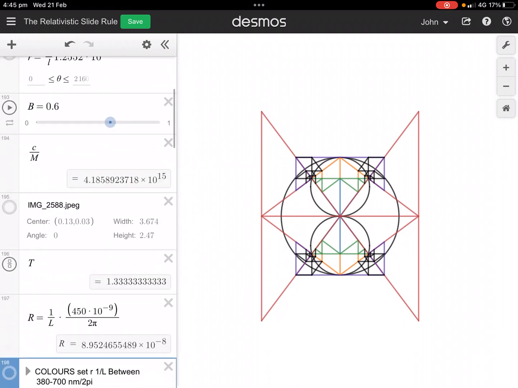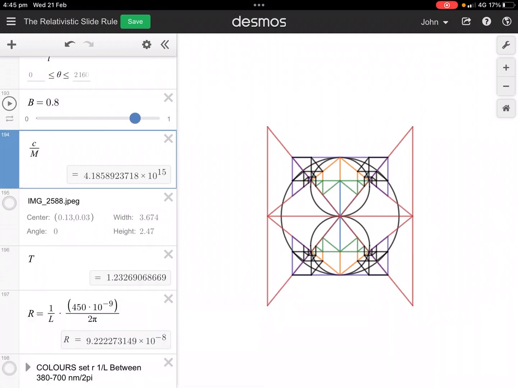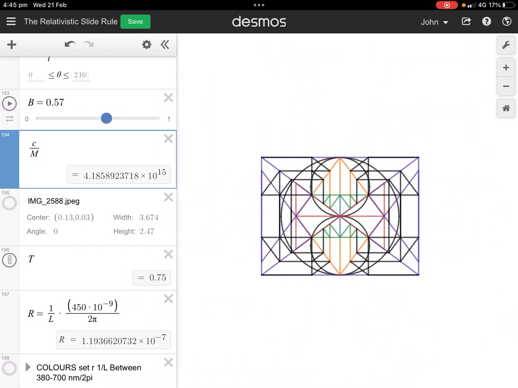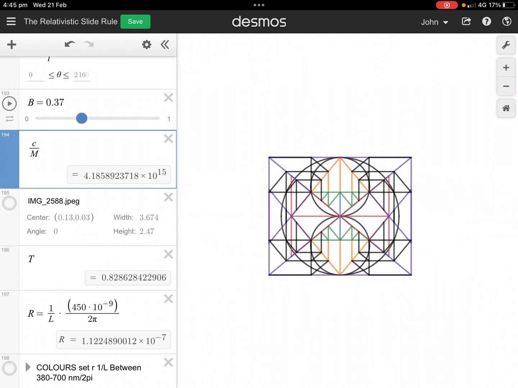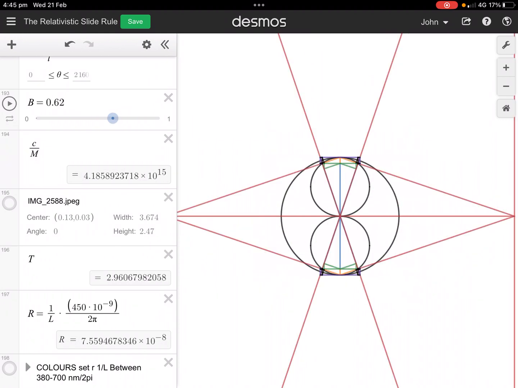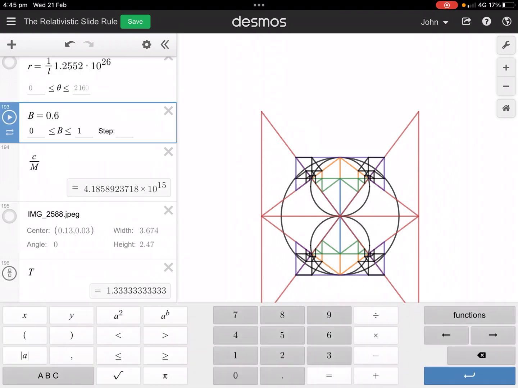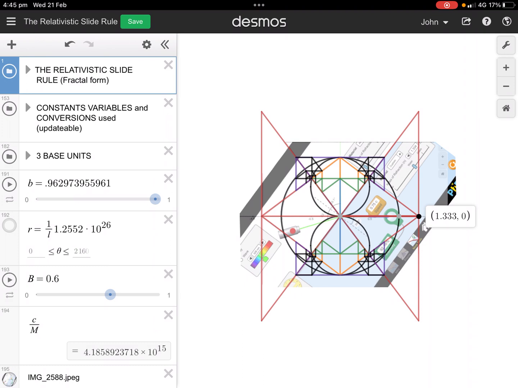Notice here that I'm changing my velocity, and notice the frequency is not changing. It's just C over M. So here, okay, and now I'll just put this on. So here it is, and see that's 1.333. So that's the refractive index of water.